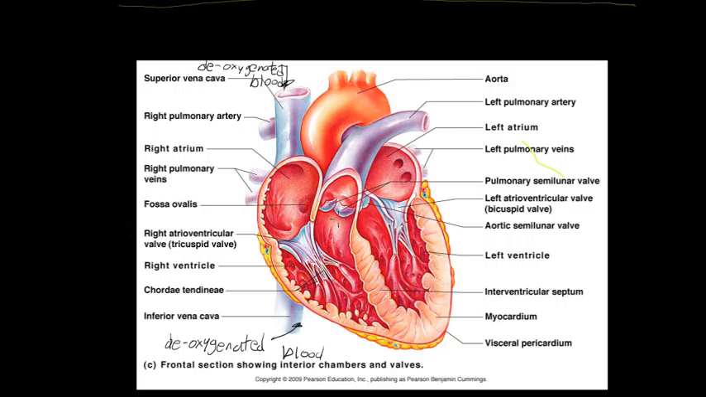So when this pulmonary semilunar valve opens, blood can be pumped from the right ventricle into this pulmonary artery, which subdivides into the left and right pulmonary arteries. And from here, the blood goes. So this is the right pulmonary artery, this is the left pulmonary artery, right? So from here, the blood goes to the lungs.